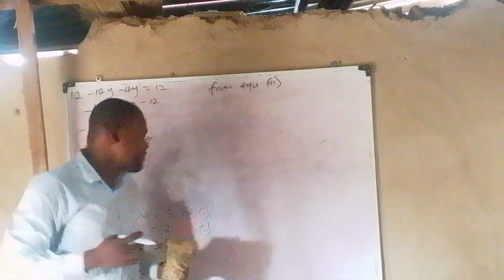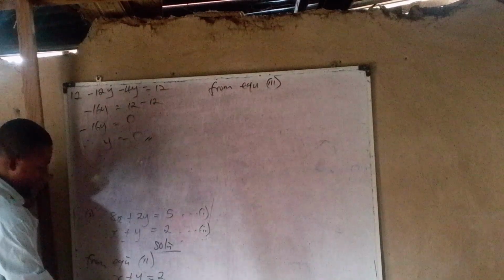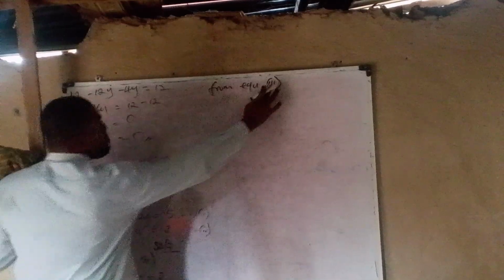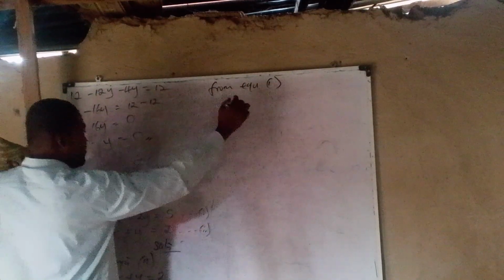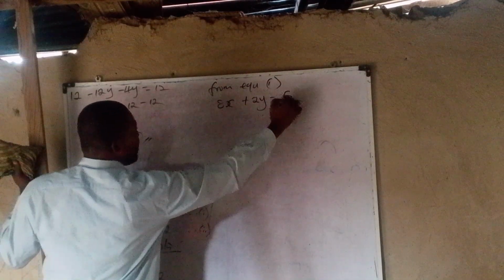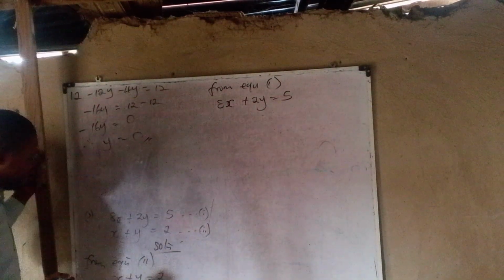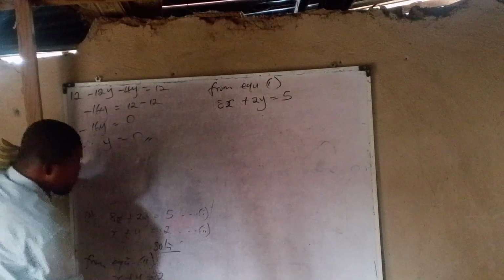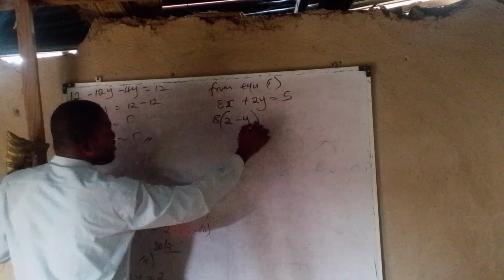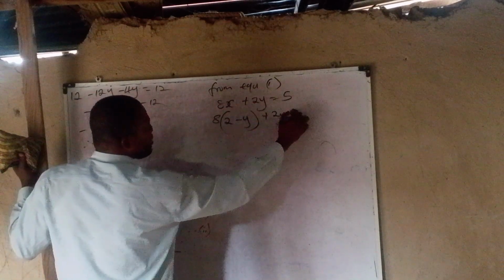From equation 3, I have x is equal to 2 minus y. I got it from equation 2. I'll now put this in equation 1. Equation 1 is 8x plus 2y equal to 5. So I'll remove this x and put 2 minus y. So 8 times the bracket 2 minus y, plus 2y equal to 5.